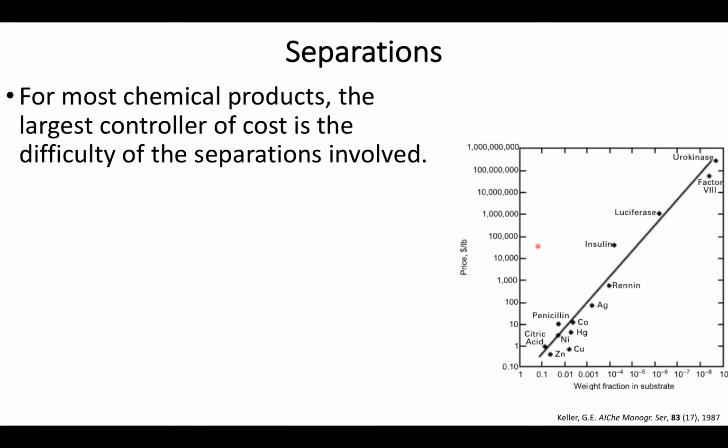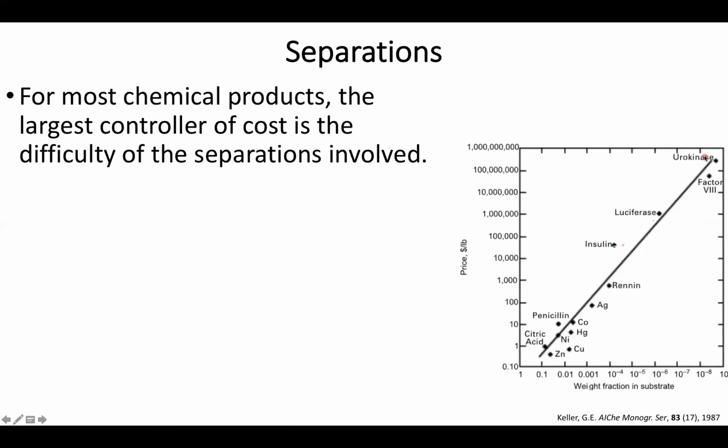So what we see here on the right is a great example of how much the difficulty of separations really drives cost. Because what you see here is if I have a certain chemical that is contained in a natural source, be it citric acid in fruits, luciferase in fireflies, insulin in animals, what you see here is, in the substrate from which I generate the material, how prevalent it is, and on the right you see cost. It turns out there's roughly a straight line going in between these factors.